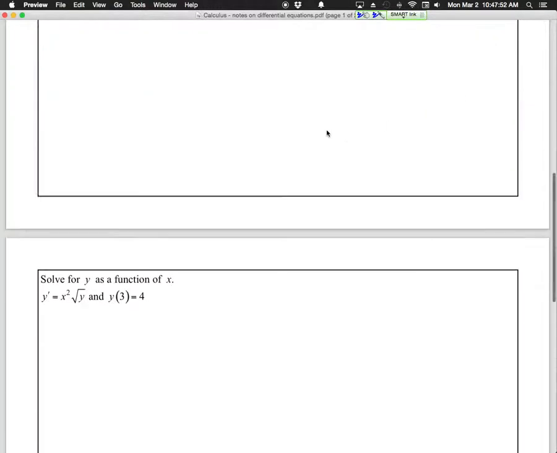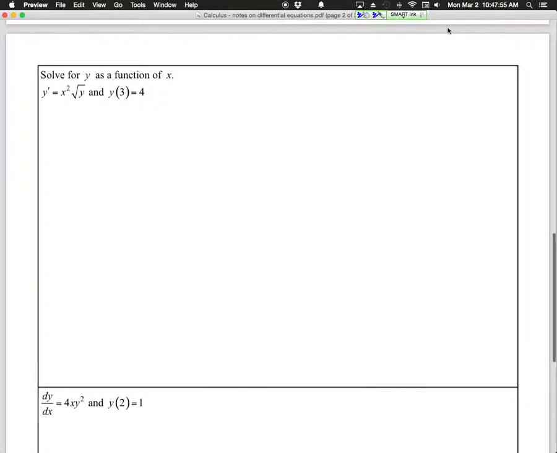All right, next one. On the back. We want to solve for y as a function of x. So I have y prime equals x squared times the square root of y, and the initial condition is y of 3 equals 4. So what do we do to get started?